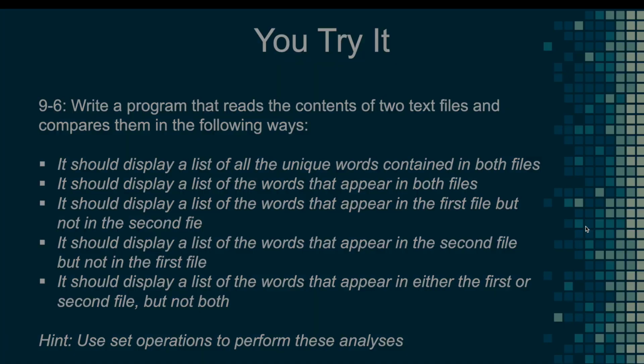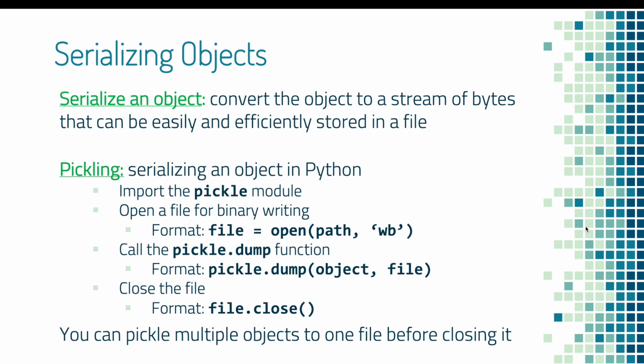All right. So moving on from there, what I'd like to do now is talk about how we can actually serialize objects. So serializing an object is very critical when working with large data sets. When you serialize an object, it converts the object, so that's your list, your dictionary, your set, to a stream of bytes that can be easily and efficiently stored in a file. So Python is not the best with data and memory. It does not use memory very efficiently. However, when you serialize an object, it stores it efficiently.